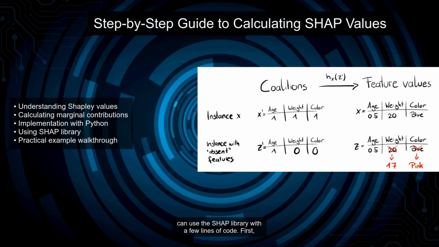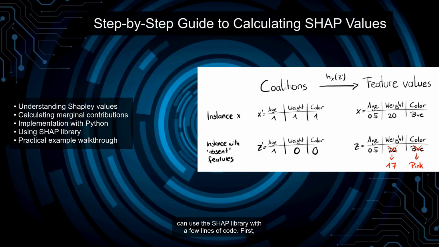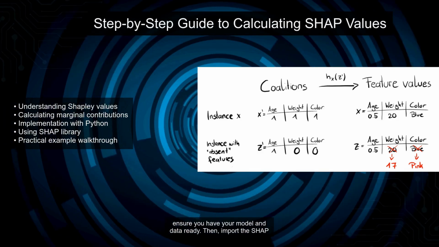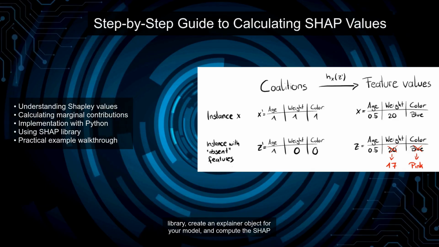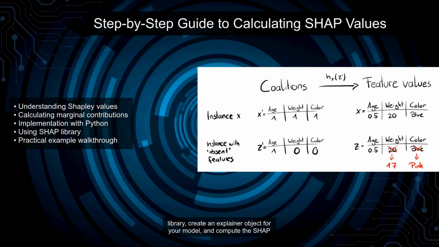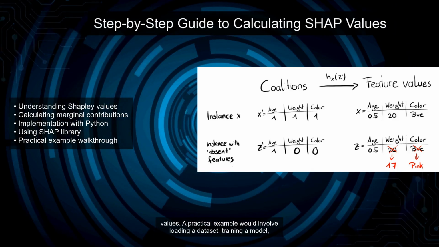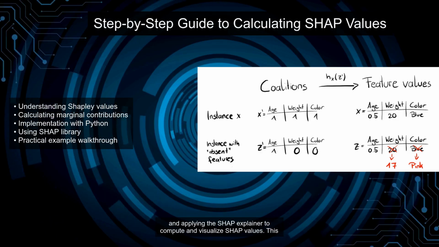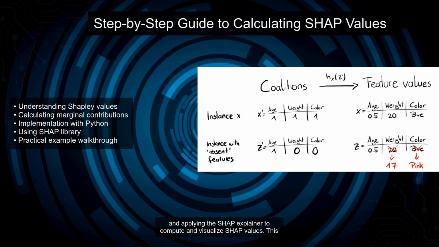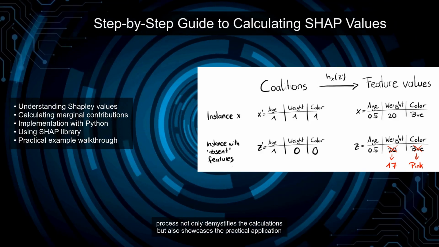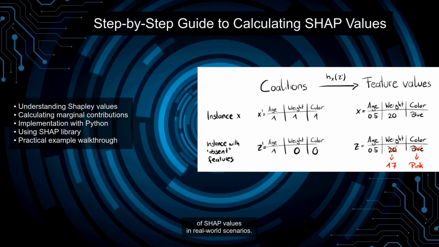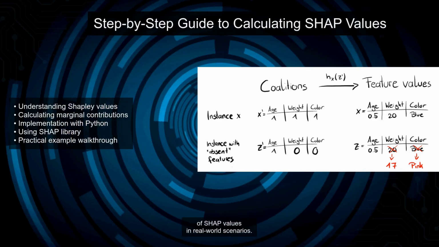To implement SHAP values, you can use the SHAP library with a few lines of code. First, ensure you have your model and data ready. Then, import the SHAP library, create an explainer object for your model, and compute the SHAP values. A practical example would involve loading a dataset, training a model, and applying the SHAP explainer to compute and visualize SHAP values. This process not only demystifies the calculations but also showcases the practical application of SHAP values in real-world scenarios.